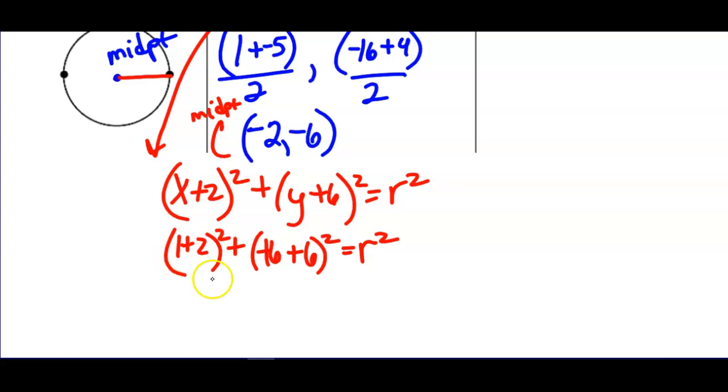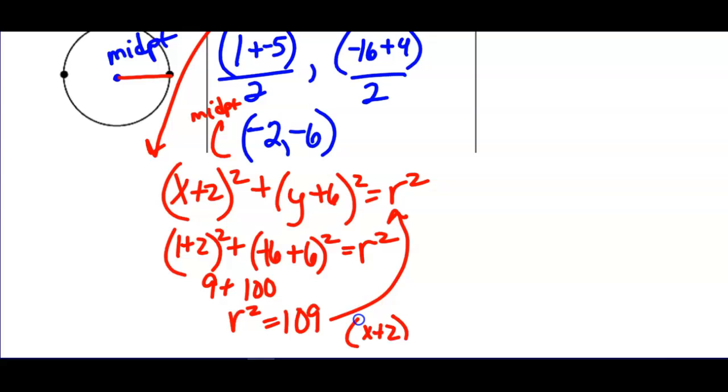So this is 3 squared is 9. This is -10. When you square it, you get 100. I got the radius squared is 109. That's kind of ugly. So final equation is you just put the 109 back in up here. So it's x plus 2 quantity squared plus y plus 6 quantity squared equals 109.